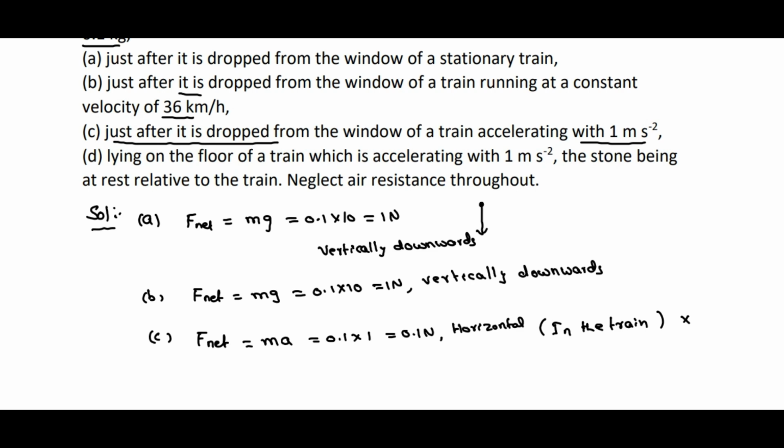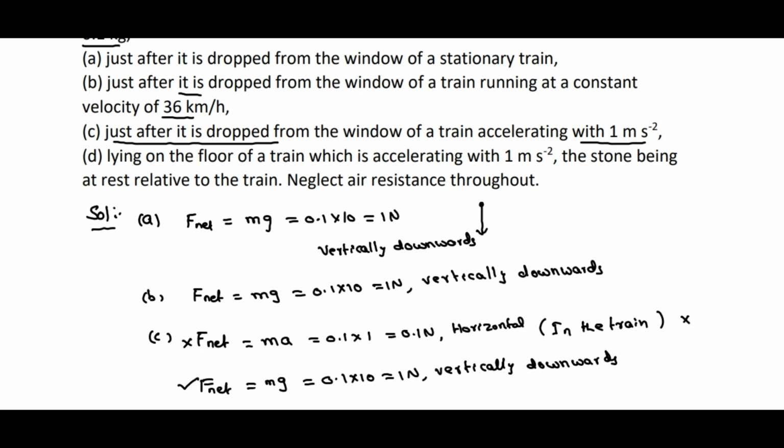So finally it is dropped. So what will happen? The net force, this one we don't want. F net is equal to mg, that is 0.1 into 10, which is 1 Newton vertically downwards. So this is the answer for C.